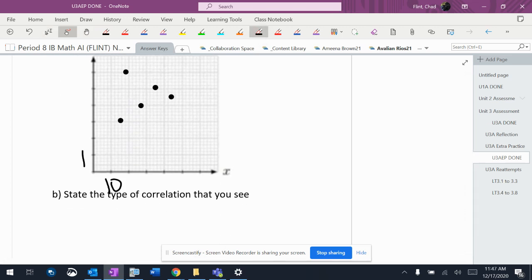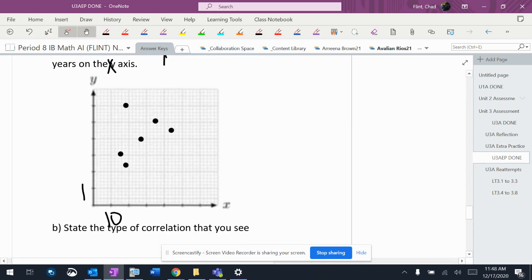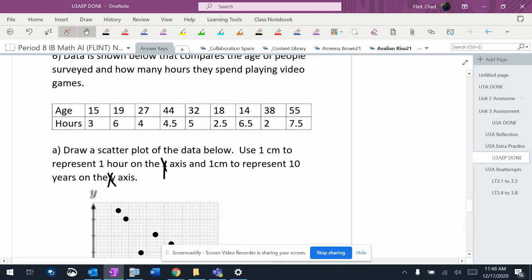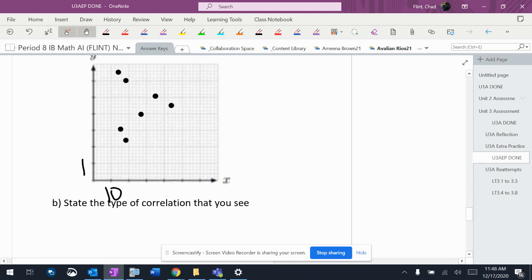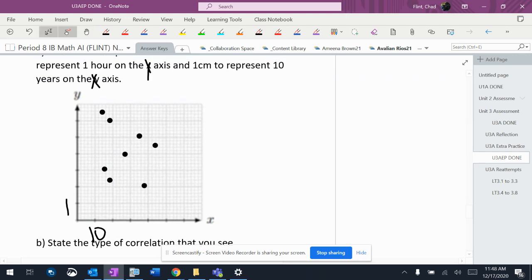An 18-year-old plays 2.5 hours. An 18-year-old plays about 2.5 hours. A 14-year-old plays 6.5 hours. A 14-year-old plays 6.5 there. A 38-year-old plays 2 hours. 10, 20, 38-year-old plays 2 hours. And a 55-year-old plays 7.5 hours. So 10, 20, 30, 40, 55-year-old plays 7.5 hours. So about up there.